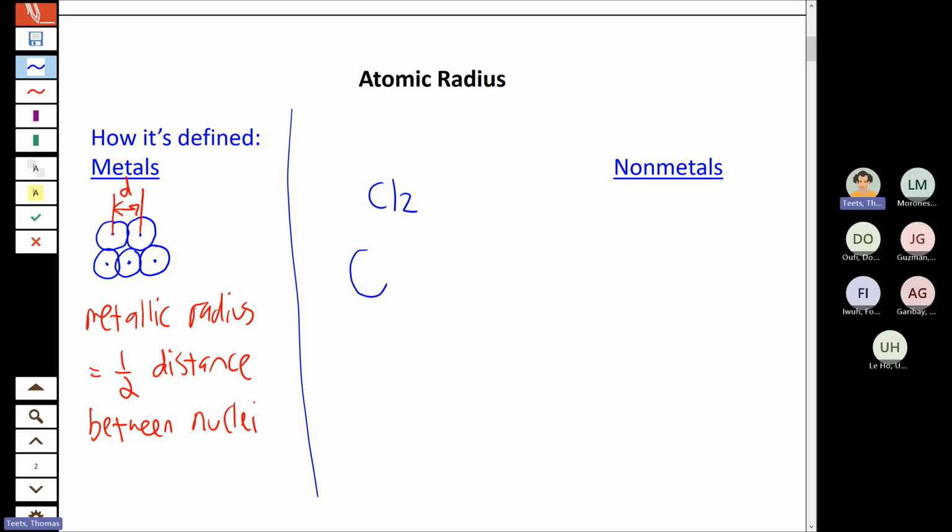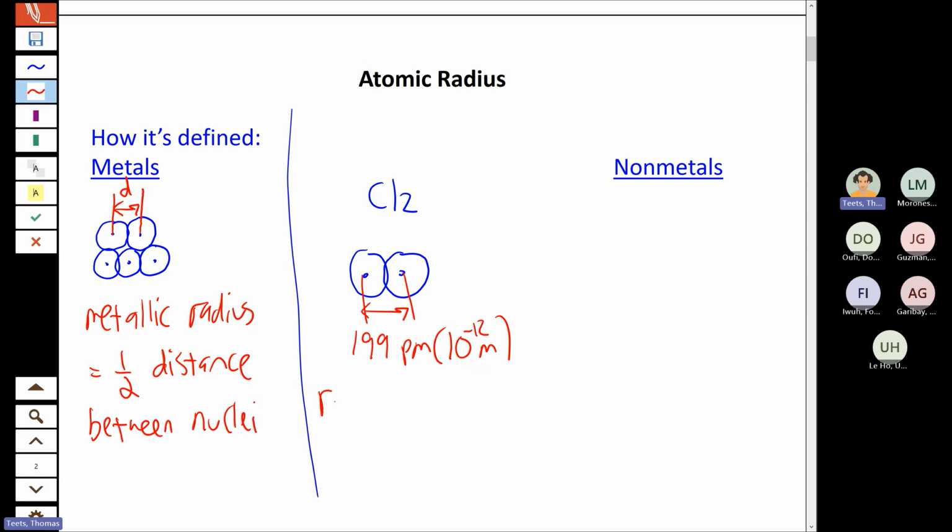So again, if you have a Cl2 molecule, you could measure the distance between the two nuclei. There are different techniques for doing that. And what you would find is that this distance here is 199 picometers. I'm giving real numbers here. We don't have to memorize these, obviously. Pico is 10 to the minus 12th meter, so it's a very small number.